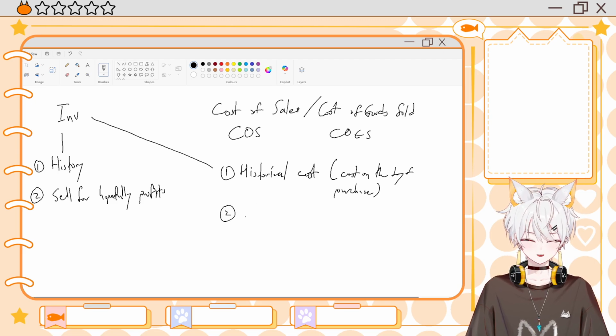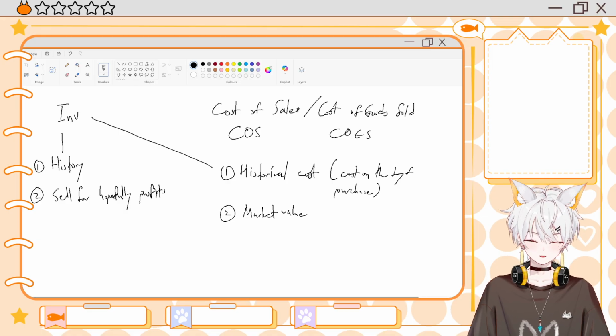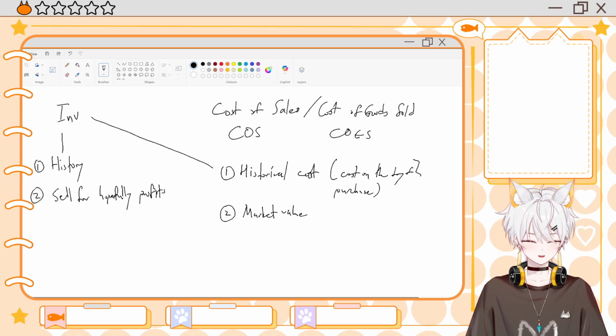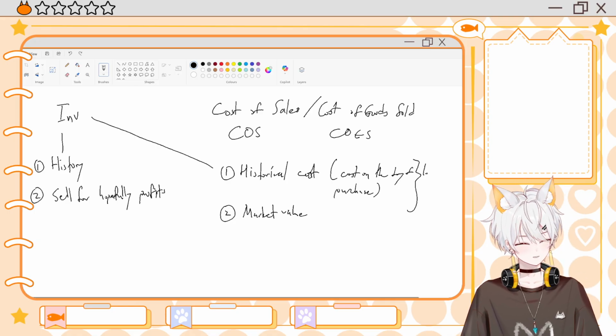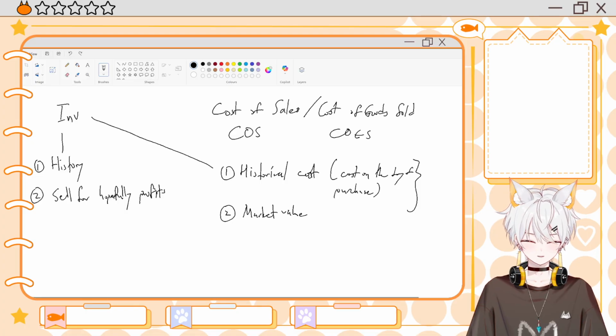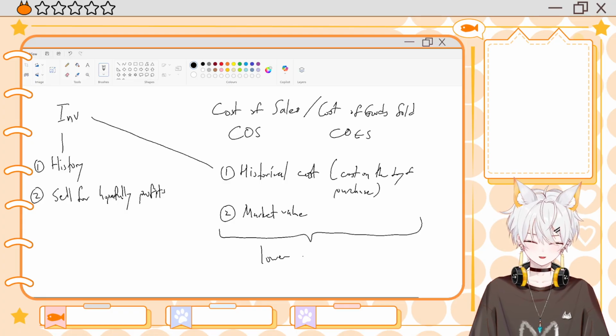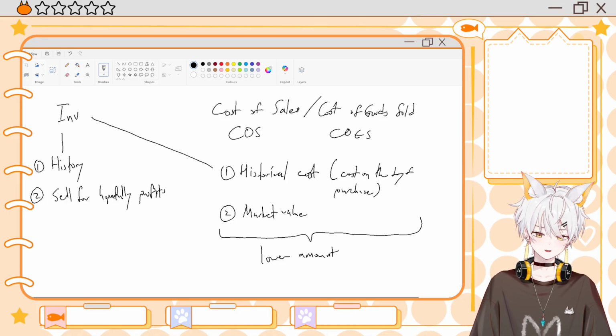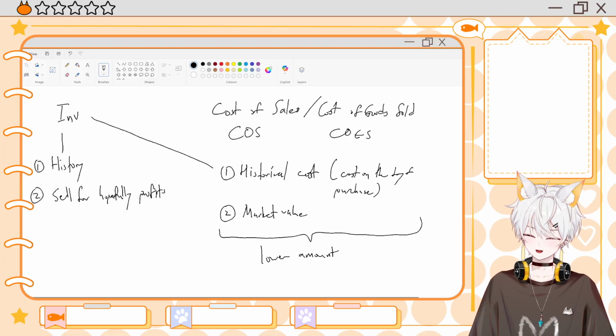So that's the first criterion. The second one, you will look at market value. This is a bit more advanced as well. You see these two criteria, you take the lower amount. But this is more advanced.